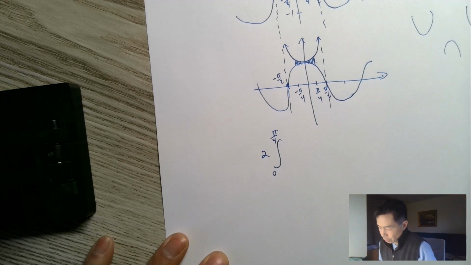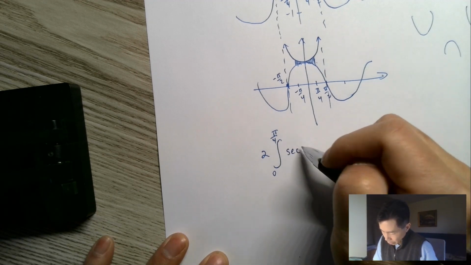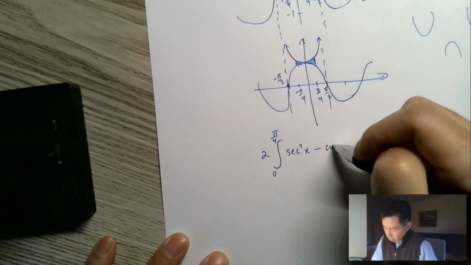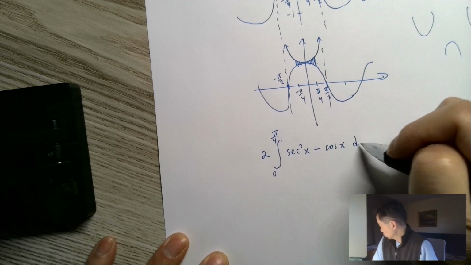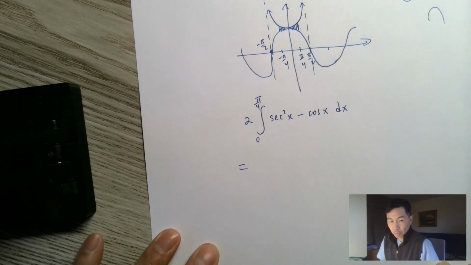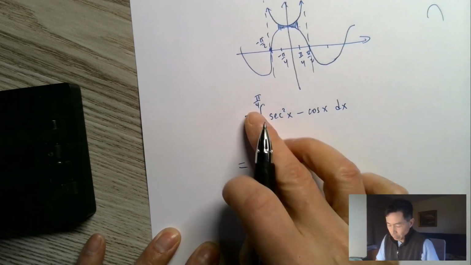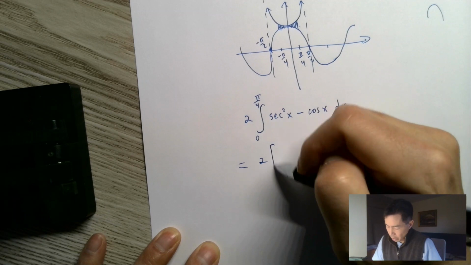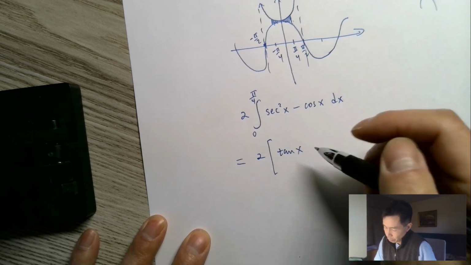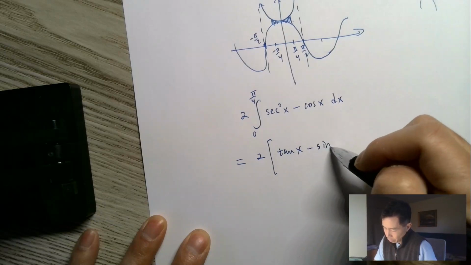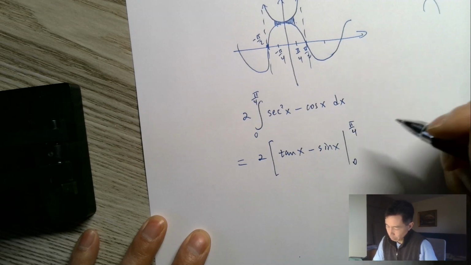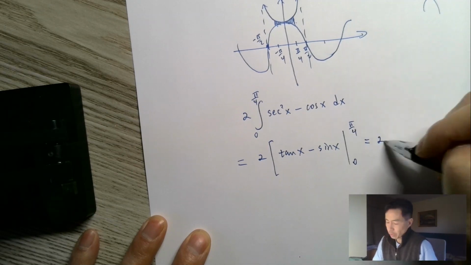The upper function is the secant squared one, and the lower function is cosine. Okay, now I do my antiderivative. Don't forget the 2. Antiderivative of secant squared is tangent. Antiderivative of cosine is sine. I'm evaluating from 0 to pi over 4. Don't forget the 2.